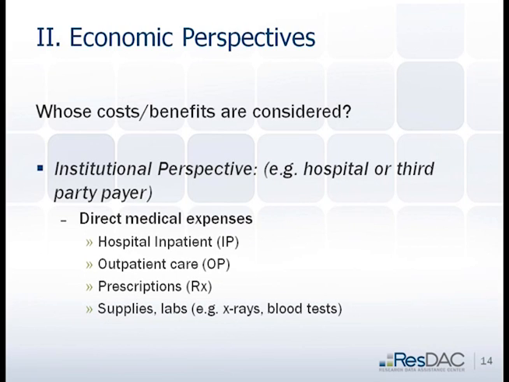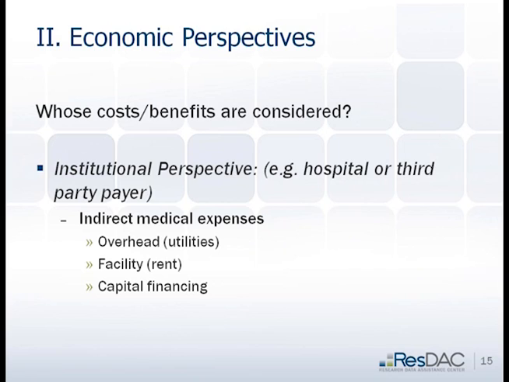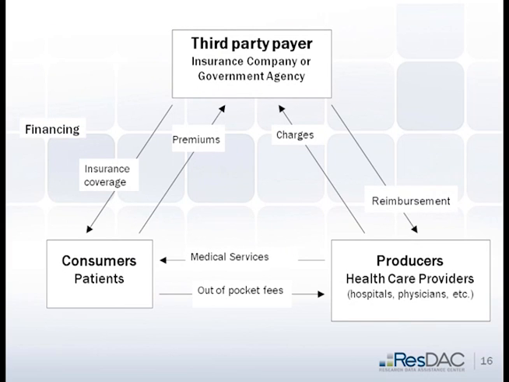So again, the institutional perspective, I think we already talked about that. That involves direct medical expenses. So expenses incurred by the hospital and eventually paid or reimbursed by the third-party payer: inpatient, outpatient, prescriptions, supplies, labs, tests, etc. You can also take into consideration indirect medical expenses if you have a way of accounting for them, which we will get into a bit more when we talk about the costs and cost reports.